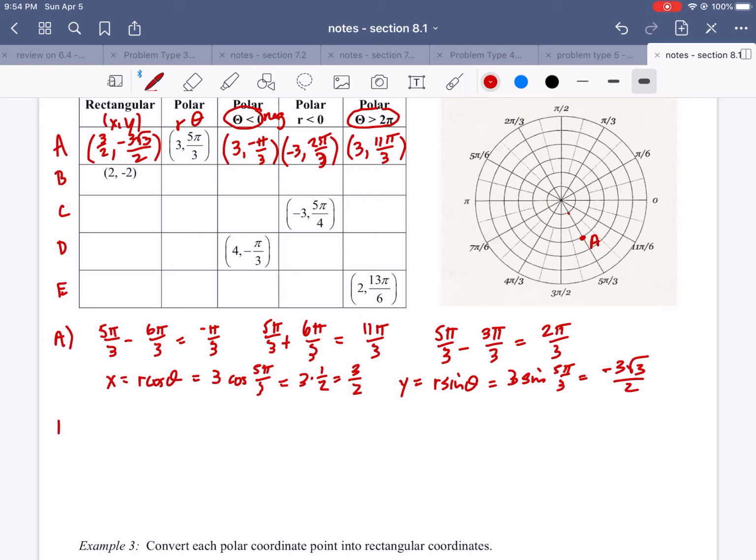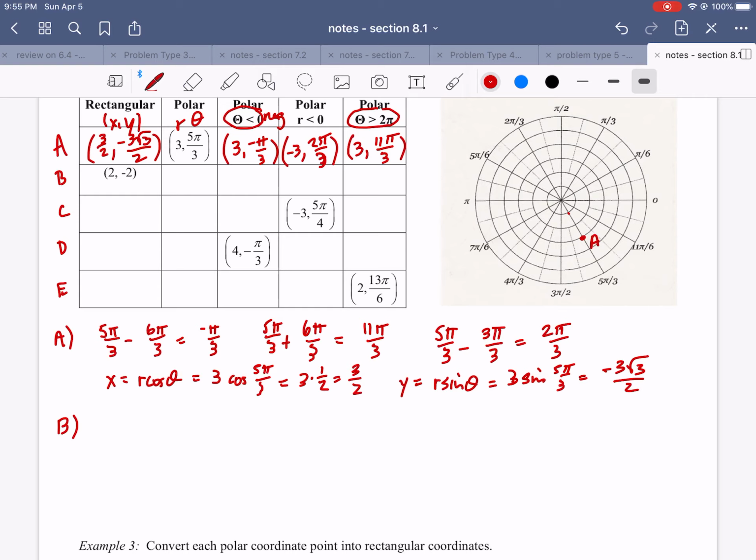I'm probably going to run out of room here. I have some room to do point B, but I'm probably going to have to come up and erase what I just did for point A, so just make sure that you have that copied down somewhere, and if you need to attach another sheet of paper to these notes, then by all means, let's go ahead and do that.